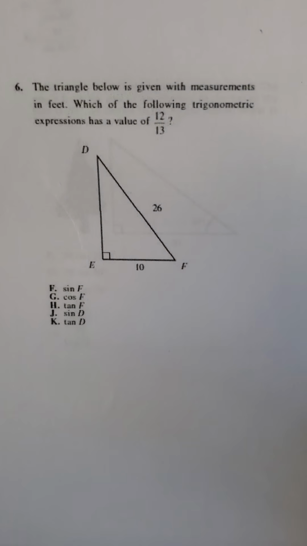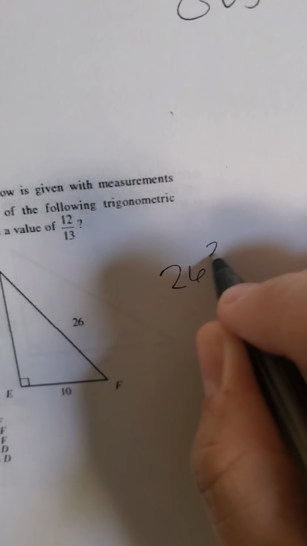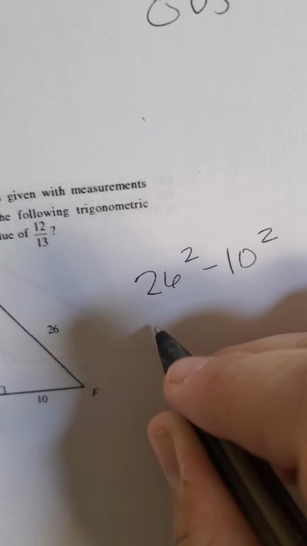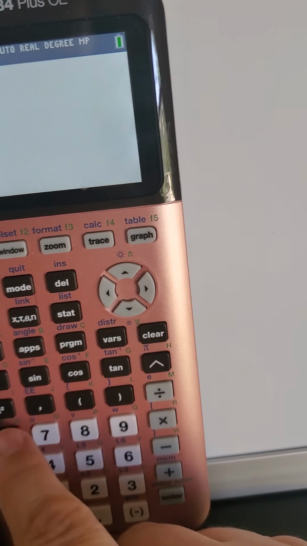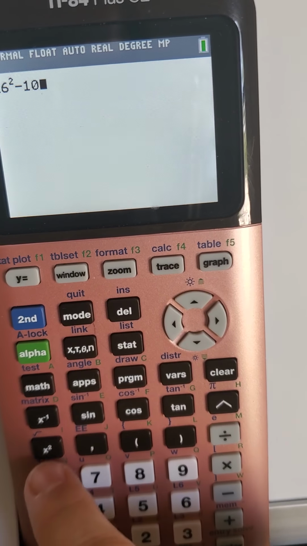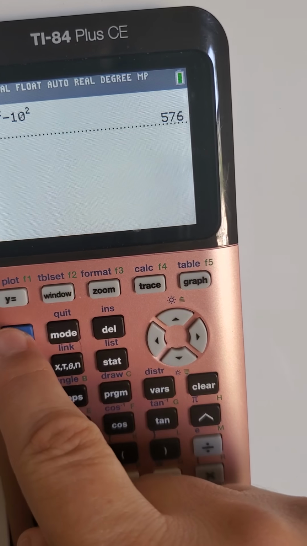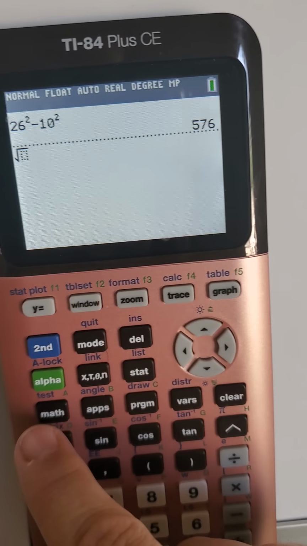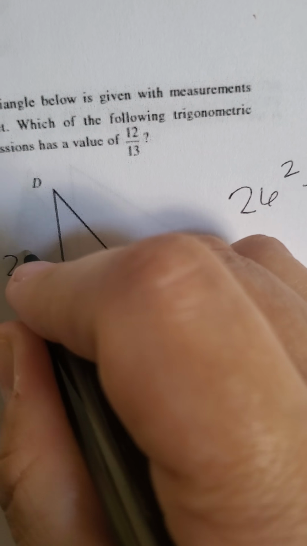So if I look at this, I can say 26 squared minus 10 squared. Again, do not say 26 minus 10. All right, so we'll use our calculator over here. So 26 squared minus 10 squared gives me 576, and then I'll square root my answer, and that's 24. So now I know this side length is 24.